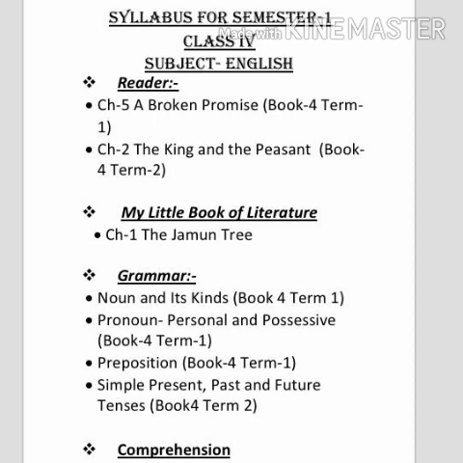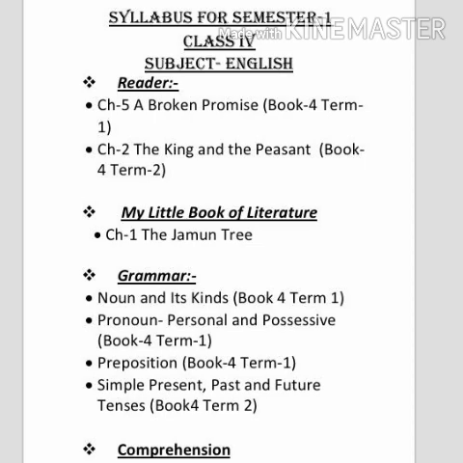Now let's see the English syllabus of semester 1. So here it is: Reader, chapter number 5, A Broken Promise from book 4, term 1. Next, chapter number 2, The King and the Peasant from book 4, term 2. After that, My Little Book of Literature, chapter number 1, The Jamun Tree.